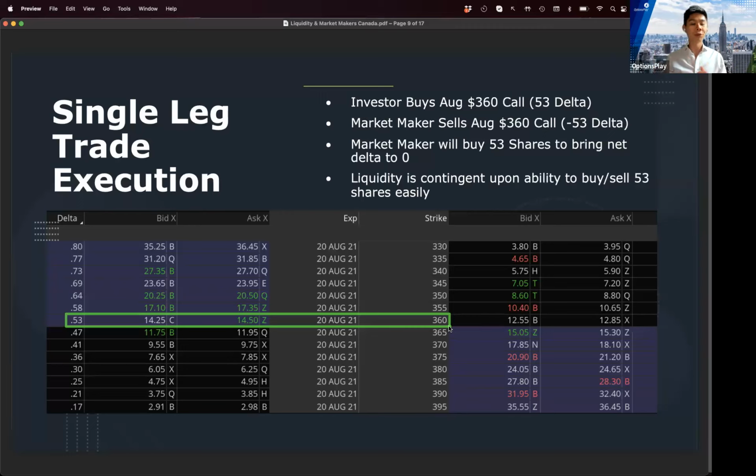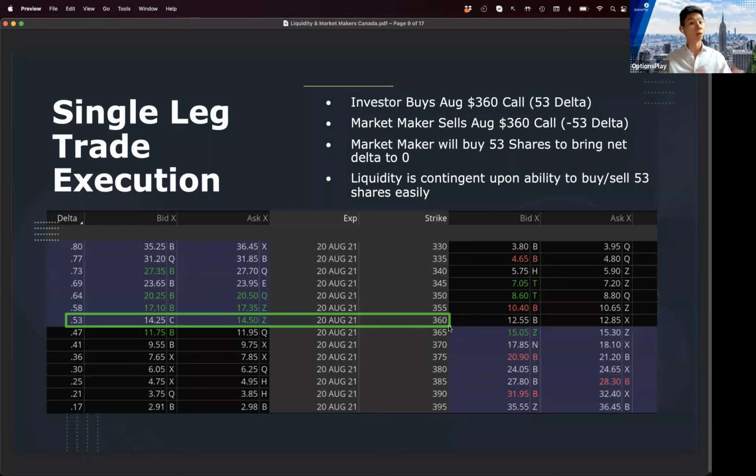Now, let's say that's the only trade the market maker is on that given day for this August 360 call. So at the end of the day, you're still long the call option, you're effectively long 53 shares, and the market maker is effectively short 53 shares. The market maker just has to go out in the open market and buy 53 shares of the underlying stock. And now they hold the short call option and the long stock position, but now they're hedged.